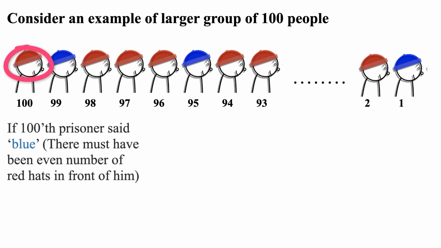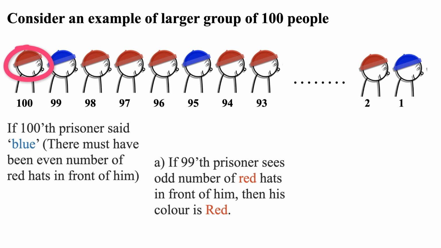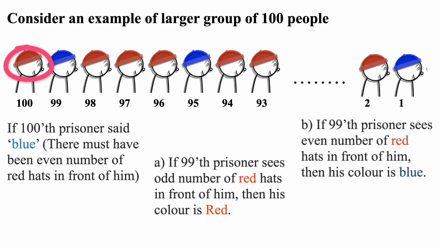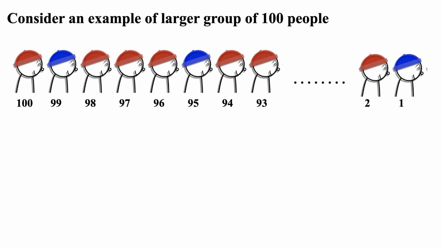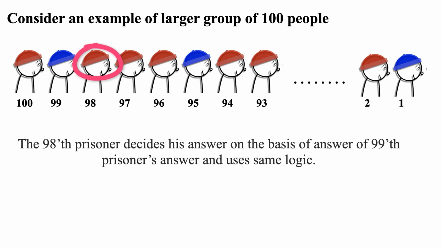If the 100th prisoner said blue, there must have been an even number of red hats in front of him. If the 99th prisoner sees an odd number of red hats in front of him, then his color is red. If the 99th prisoner sees an even number of red hats in front of him, then his color is blue. The 98th prisoner decides his answer on the basis of the 99th prisoner's answer and uses the same logic. Similarly, other prisoners from 97 to 1 are saved.